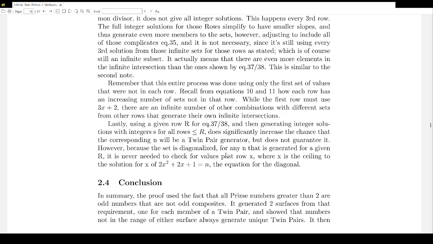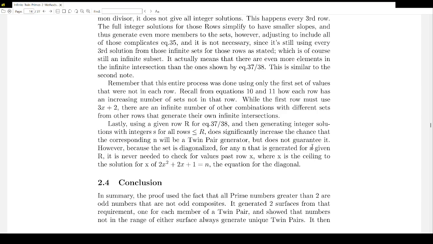But in any case, lastly, using a given row R for equation 37 or 38, and then generating integer solutions with integers S for all rows less than or equal to R, does significantly increase the chance that the corresponding N will be a twin pair generator, but it does not guarantee it. And what am I saying here, too? So it's kind of like the difference between a finite sum and an infinite sum.